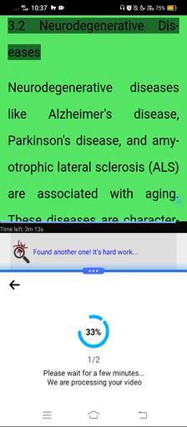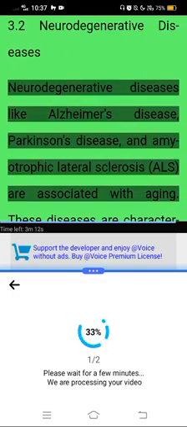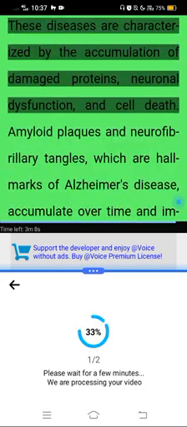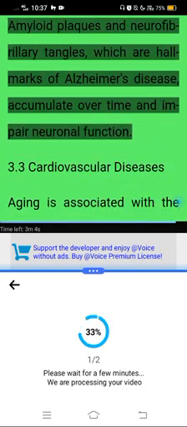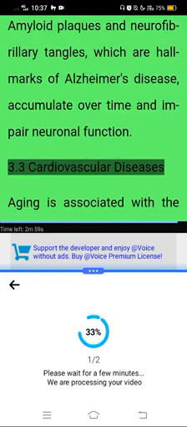3.2 Neurodegenerative diseases. Neurodegenerative diseases like Alzheimer's disease, Parkinson's disease, and amyotrophic lateral sclerosis (ALS) are associated with aging. These diseases are characterized by the accumulation of damaged proteins, neuronal dysfunction, and cell death. Amyloid plaques and neurofibrillary tangles, which are hallmarks of Alzheimer's disease, accumulate over time and impair neuronal function. 3.3 Cardiovascular diseases.